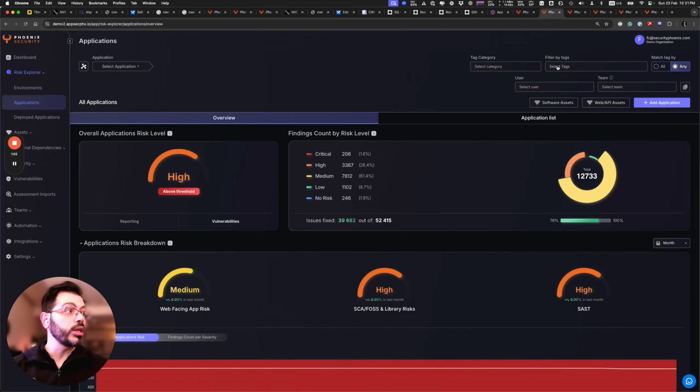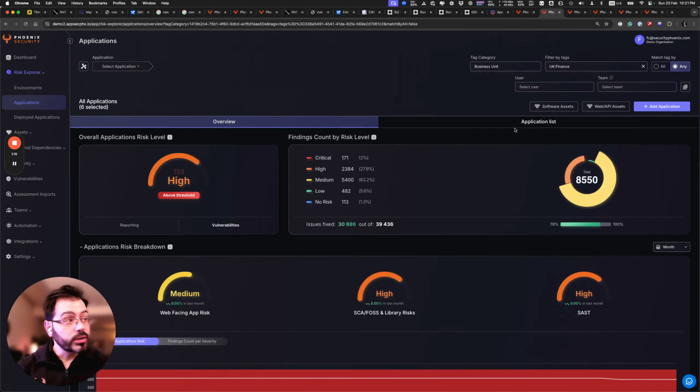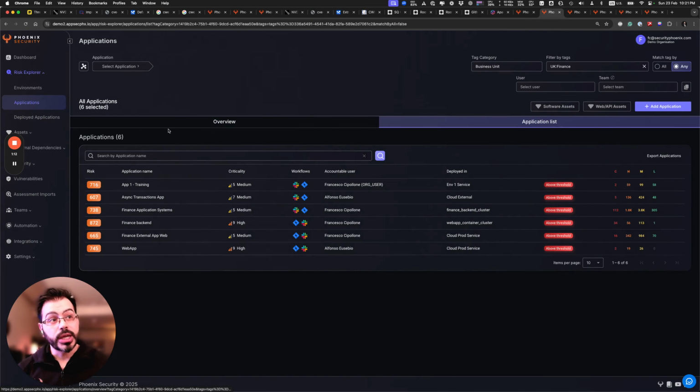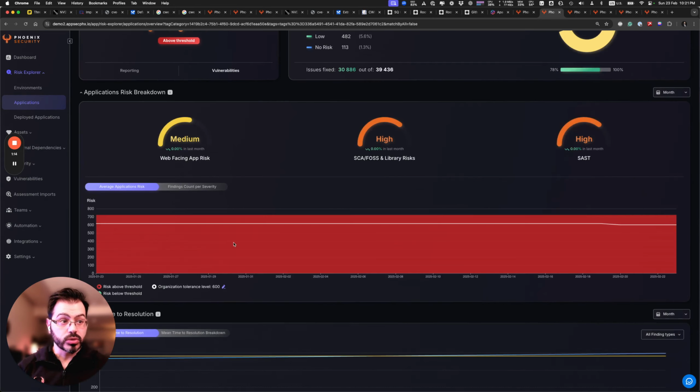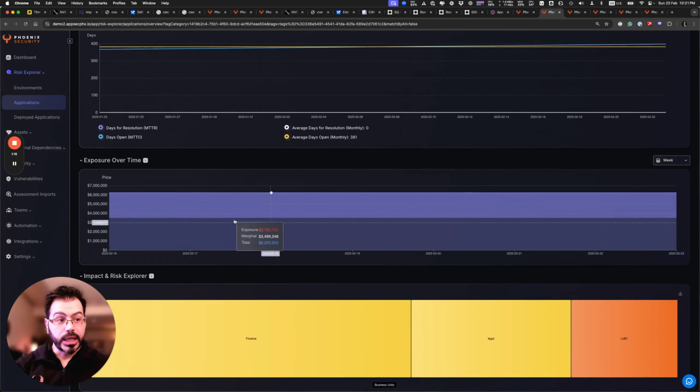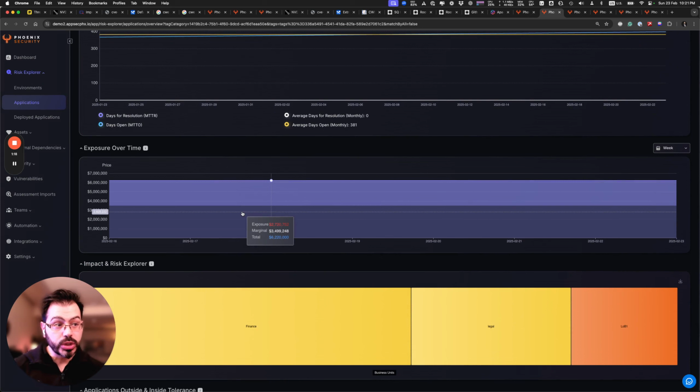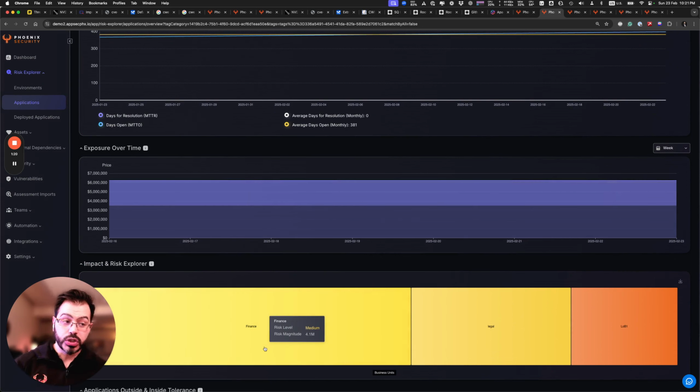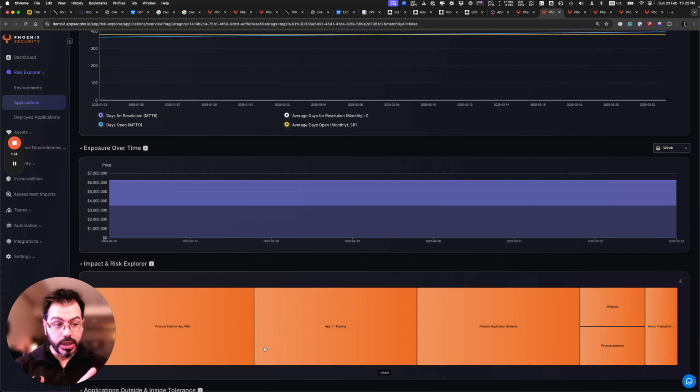So you can really understand for a particular business unit what is the aggregated risk, what are the applications that they're carrying, what is the mean time to resolution, what is the aggregated exposure that you're carrying, and which application is carrying most of the risk, and deep dive to see fundamentally what are the applications that belong to that particular business unit.